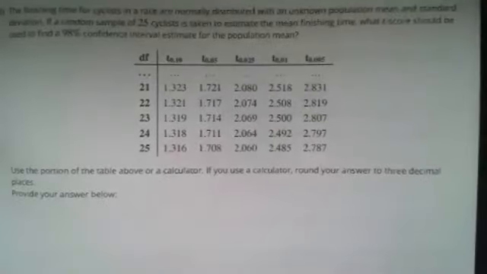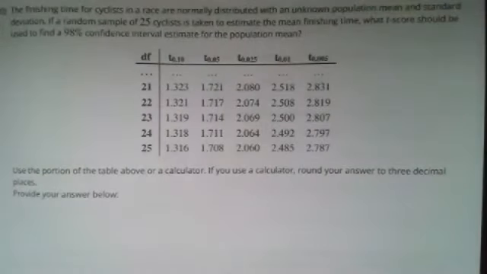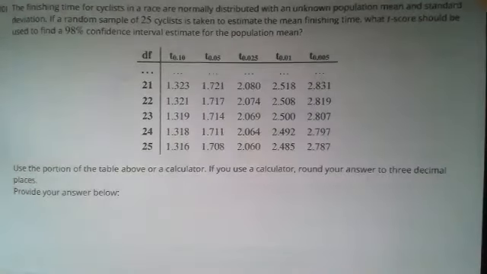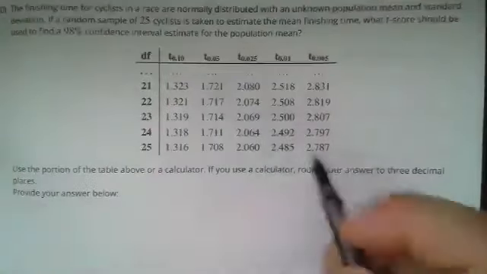20. The finishing time for cyclists in a race are normally distributed with an unknown population mean and standard deviation. So a random sample of 25 cyclists is taken to estimate the mean finishing time. What t-score should be used to find a 98% confidence interval estimate for the population mean? Okay, so for this one, you basically just need to use a table, remember?